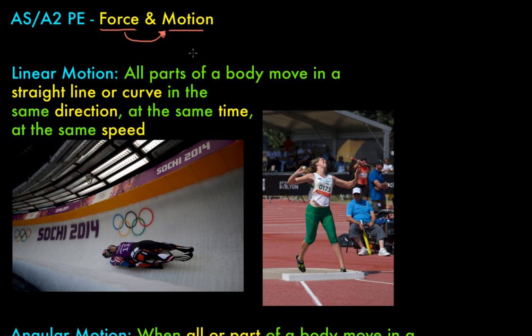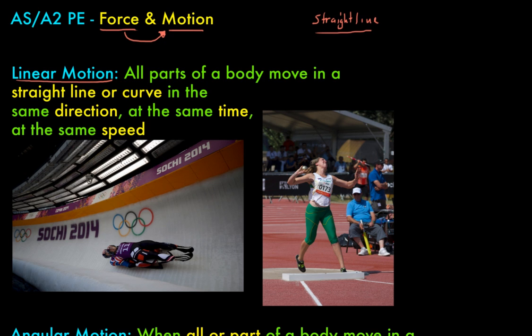So we want to look at the relationships in more detail between these two ideas and see if we can apply some kind of standard thinking and rules to this. The first way we're going to do this is by looking at the notion of linear motion. Linear means a line, or even a straight line. So let's see if we can understand that a little bit better. Here's our definition. Linear motion occurs when all parts of a body, so that's the whole thing, move in a straight line or a curve, that's the point I made a moment ago, in the same direction at the same time at the same speed.